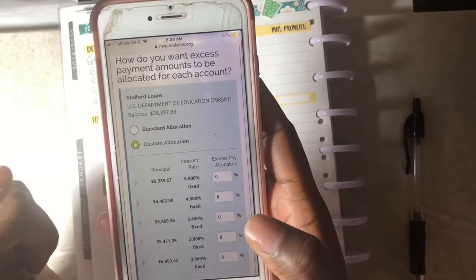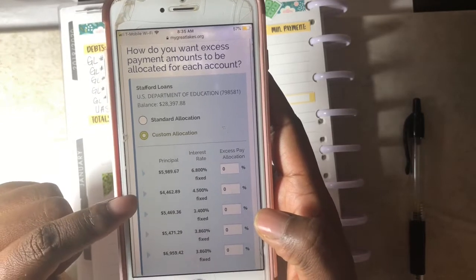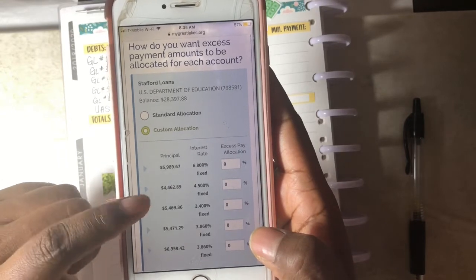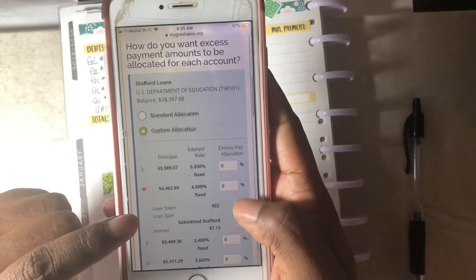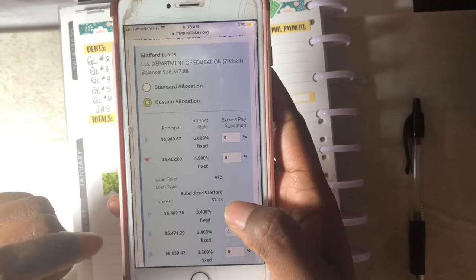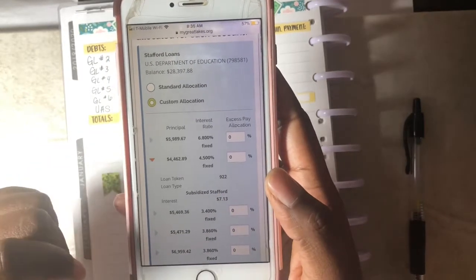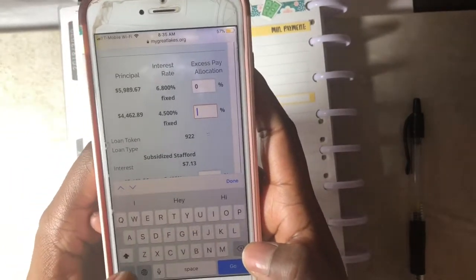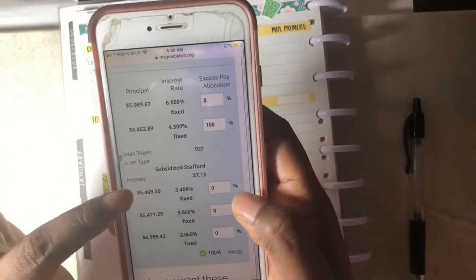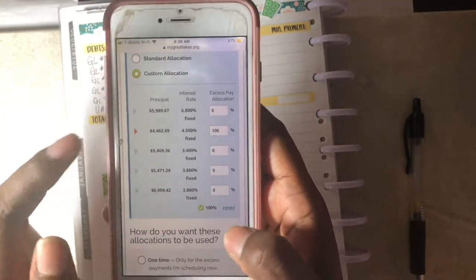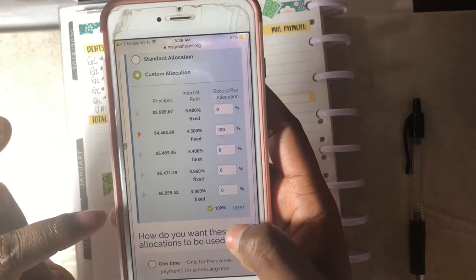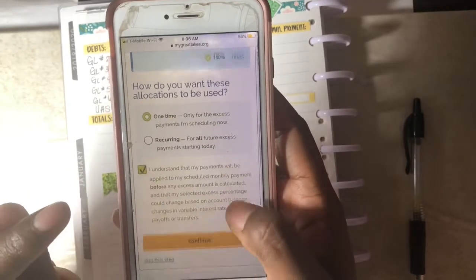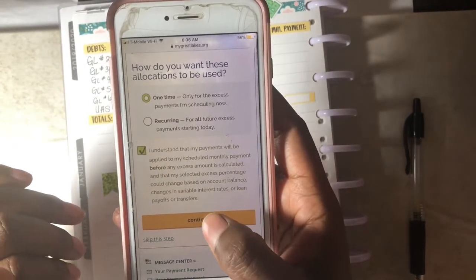And I would like to customize my allocation, and I'm targeting this loan right here for $4,462.89. That's the amount without the interest. The interest right there is $7.13. So if you add that together, it'll be $44.70 and change. So I'm going to clear out that 0 and type in 100 because I want 100% of this payment of $10.35 to go to that one specific loan. I'm going to hit this is a one-time thing, and I understand all their explanation there. Hit continue.